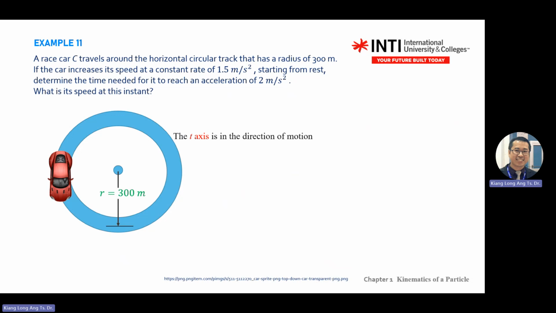So what is the speed at this instant? When it reaches 2 meters per second squared, meaning the acceleration reaches 2, then what is it?